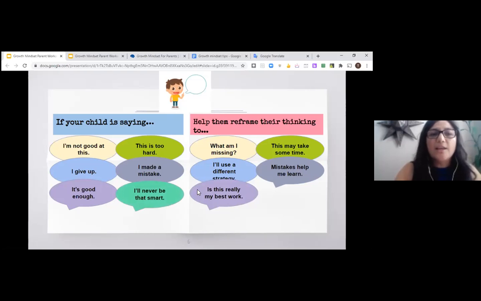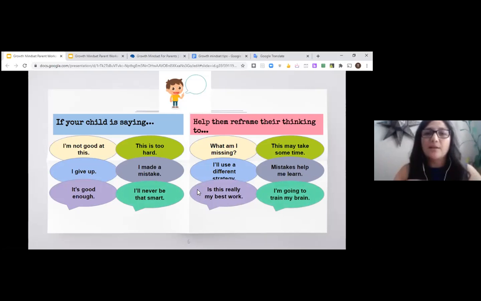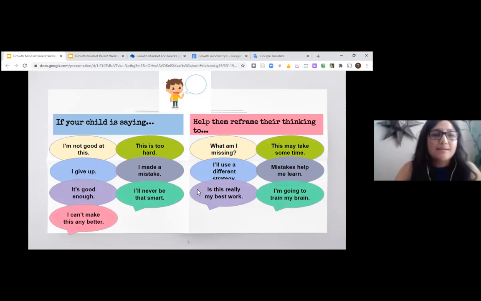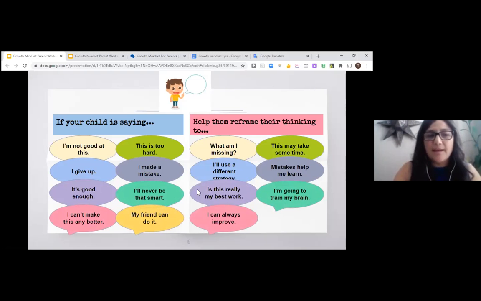If your child is saying, "I'll never be that smart," this is where you can talk about the brain, like, well, I'm going to train my brain, because remember, again, that brain is like a muscle. The more effort you put into your learning strengthens your brain. If they say, "I can't make this any better," reframe it to, I can always improve. The child might say, "My friend can do it." So it's that seeing their peers or that comparison. Then have them reframe their thinking to, what can I learn from my friends? I will learn from them.